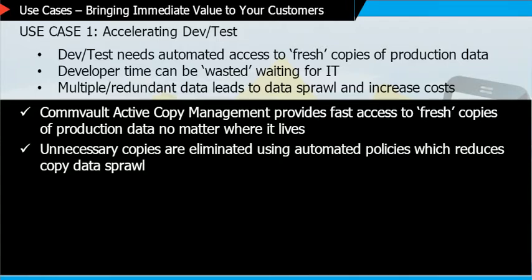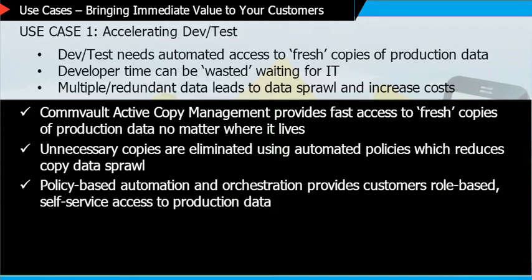Unnecessary copies are eliminated using automated policies, which in turn reduces copy data sprawl and the storage infrastructure required to support it. This policy-based automation and orchestration provides customers role-based, self-service access to improve staff efficiency and eliminates the wait time for DBAs to provision copies of production data and/or backup admins to perform routine restores while ensuring compliance.